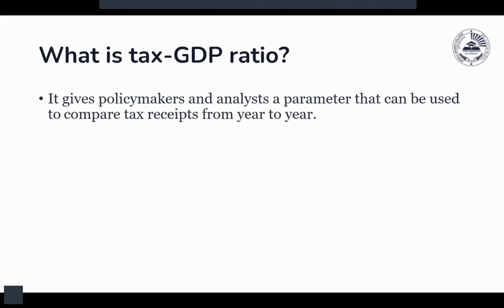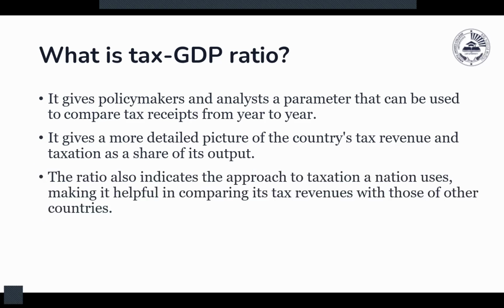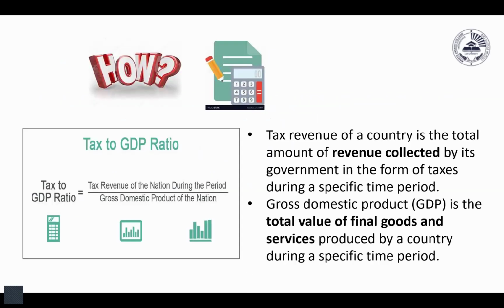It gives policymakers and analysts a parameter that can be used to compare tax receipts from one year to that of the other year. The tax GDP ratio gives a more detailed picture of the country's tax revenue and taxation as a share of its output. The ratio also indicates the approach to taxation a nation uses, making it helpful in comparing its tax revenues with those of other countries. Now let us understand how we calculate the tax to GDP ratio.